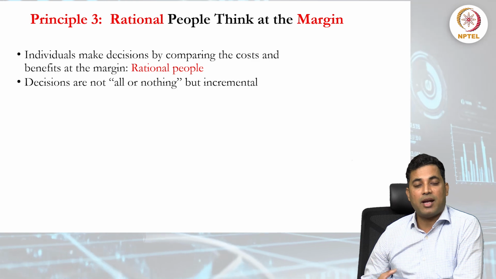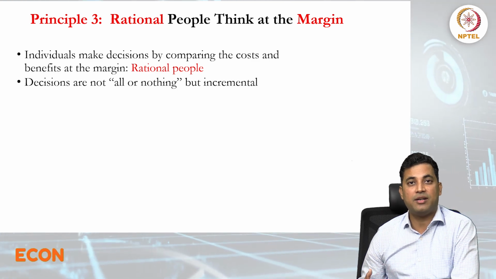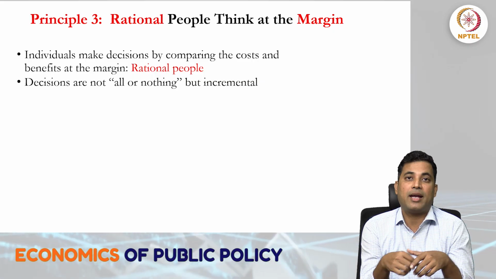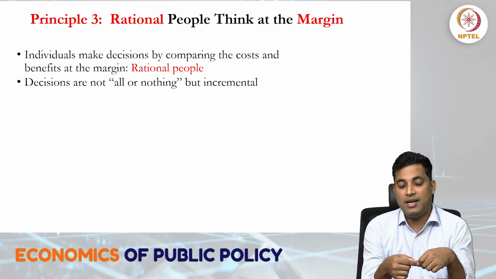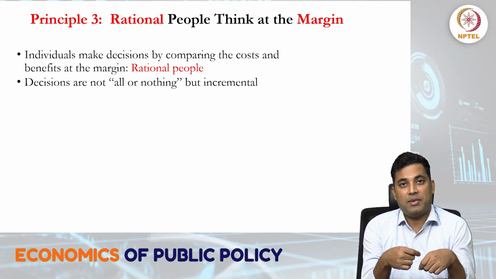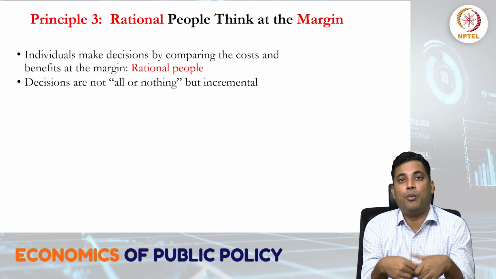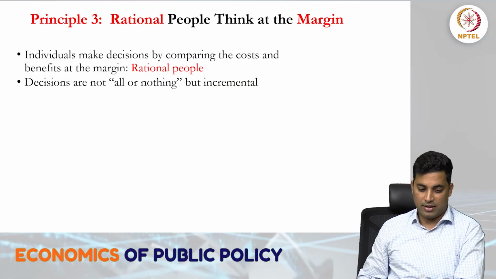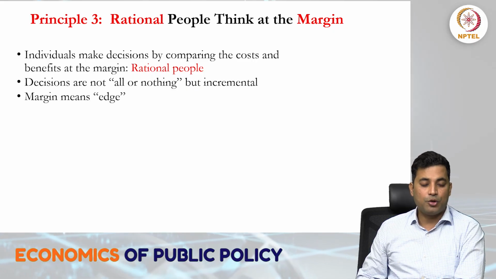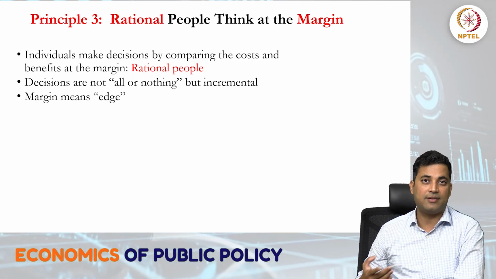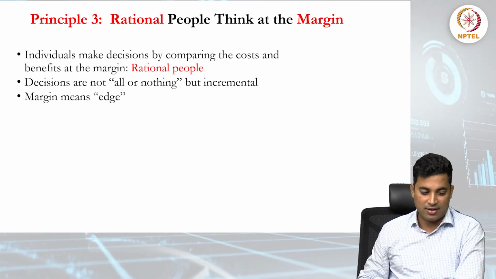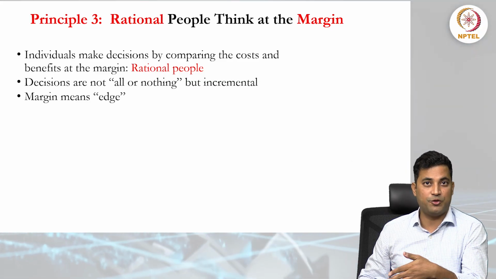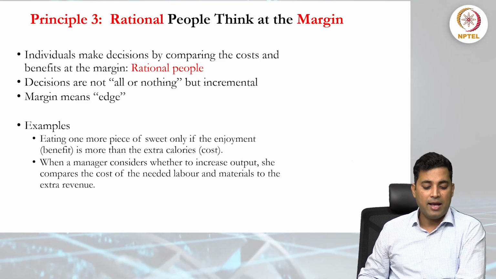So if you are making rational decisions, rational people will think, okay, let me see how much benefit I'm getting if I consume one more additional or extra unit of this particular commodity. Margin means edge, so the decision is made on that extra additional amount of consuming that particular commodity.